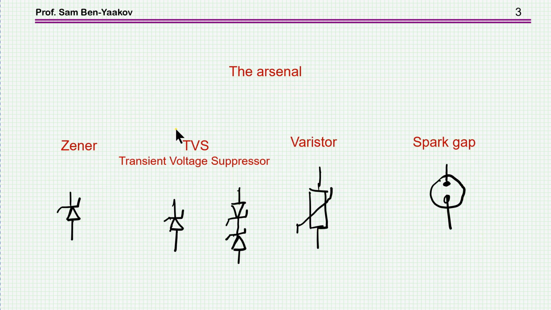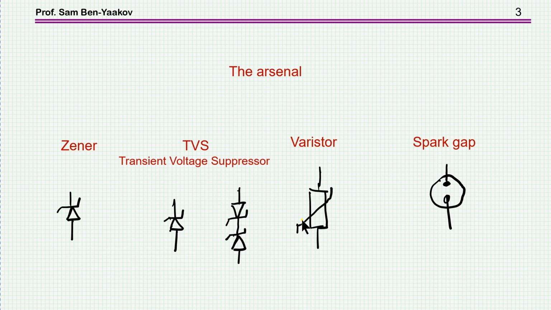Now, what are the devices that we have? What's the arsenal here? We have Zener diodes, which are for low power, low current, and they are not very well suited for protection. There is the TVS, the transient voltage suppressor, which is sort of a beefed up Zener diode, intended for higher current, not in the kiloamps, but hundreds of amps maybe, and they are quite expensive when it comes to high power devices.